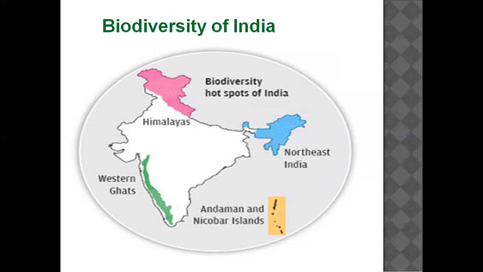There is also one criterion for hotspots: these biodiversity regions are very vulnerable. That means these varieties of plants and animals are now in danger because of human activities like deforestation. They are losing their habitat and their population is decreasing. So these biodiversity regions are under threat.